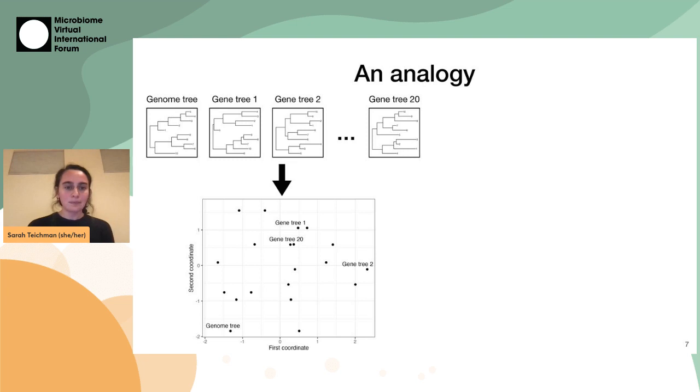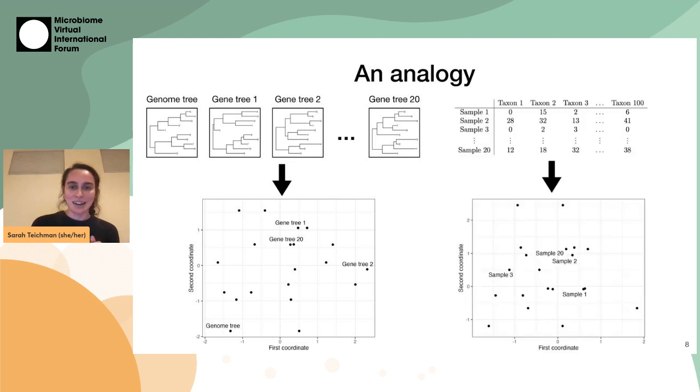So here, based on this plot, I could say that gene tree 1 and 20 are similar to each other, and that they're pretty different from my genome tree. So hopefully this idea is pretty familiar to a lot of you. This is a similar idea to what we actually just saw in the previous talk. This looks very much like a principal coordinates analysis plot that we often see when we look at microbial compositions. So in this case, we might have a variety of samples.